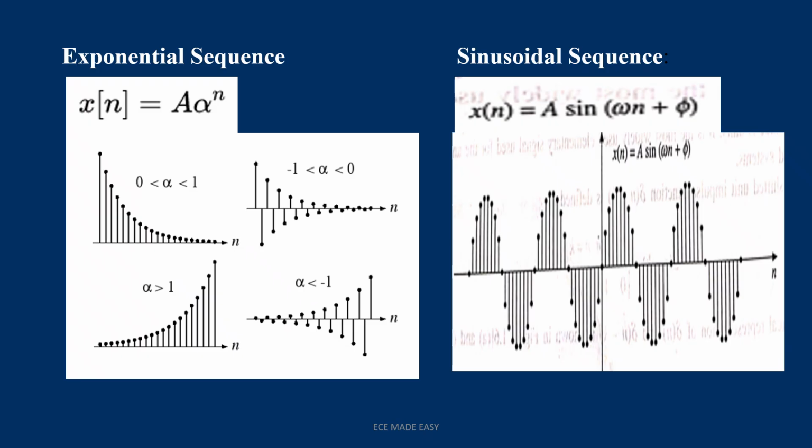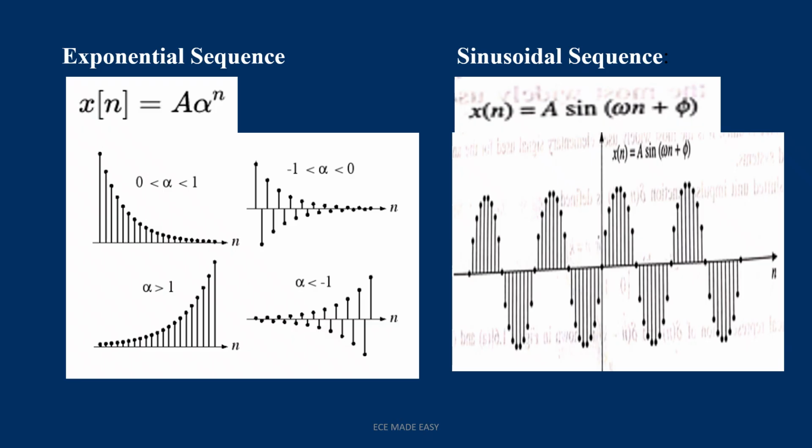Then the exponential sequence. This is the general equation of an exponential sequence for a discrete signal. It is denoted by a alpha to the power n. A can be the initial amplitude. Alpha is some constant where n is a variable. Depending on alpha, we can have the exponential decrease or exponential increase.